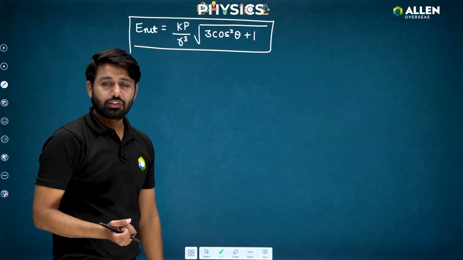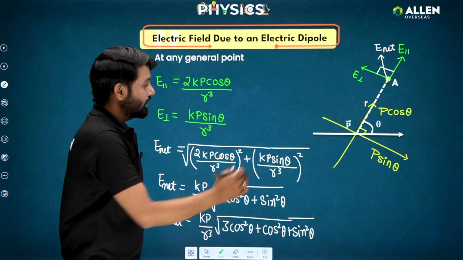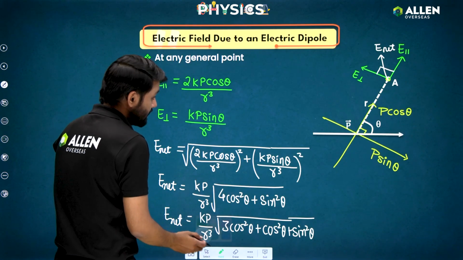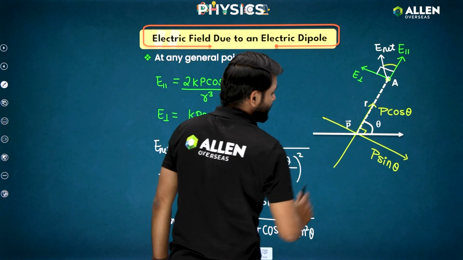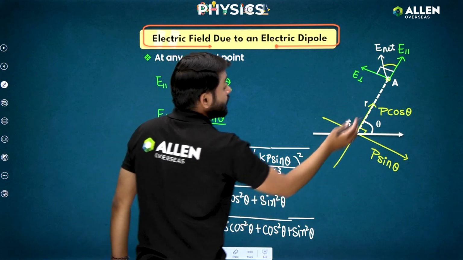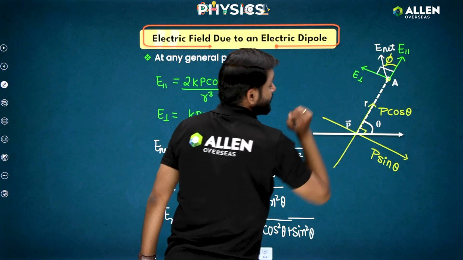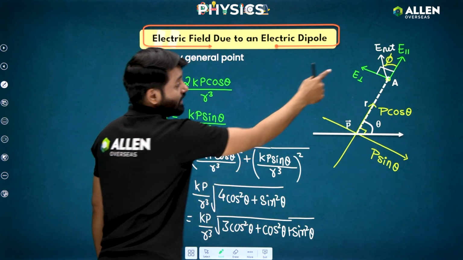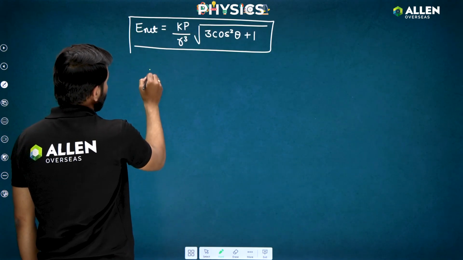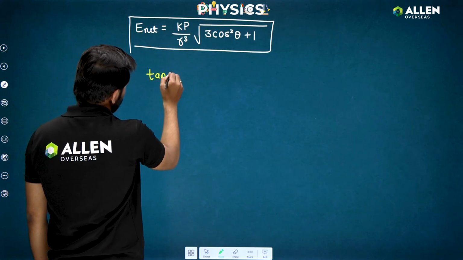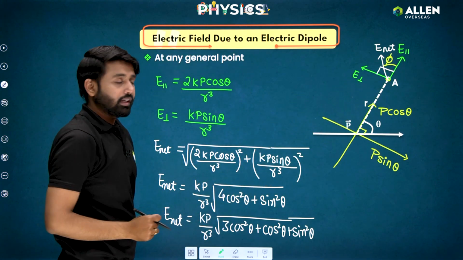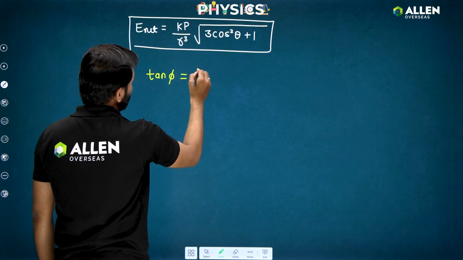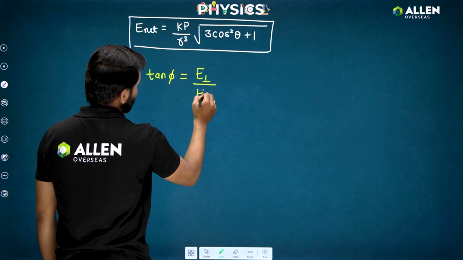Is that clear, students? Sir, what about direction? See, for direction, this angle is theta. You can consider this angle as phi. You can easily find tan phi. So tan phi is E perpendicular upon E parallel. Is that clear?